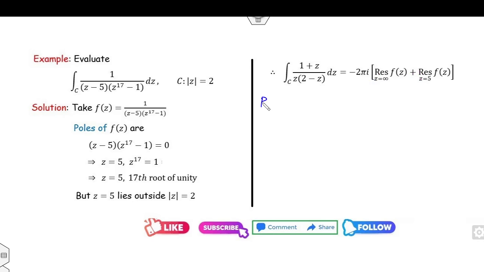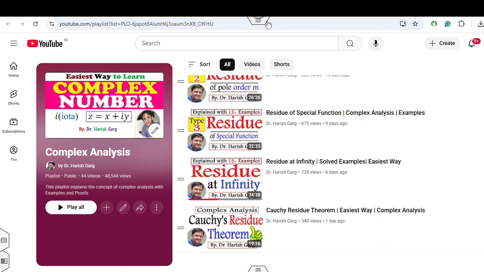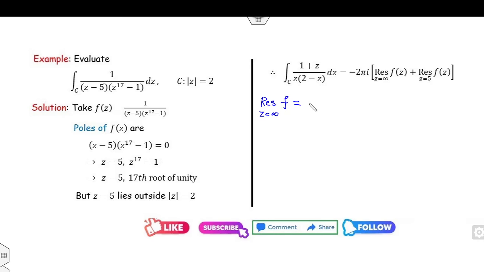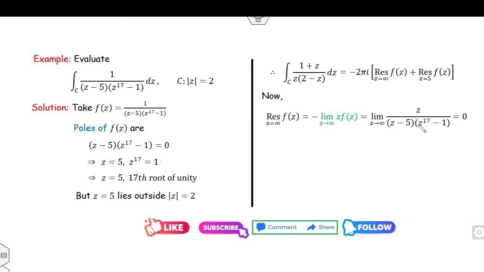Now how can you find the residue at infinity? See how easy it is. You can see the residue at infinity lecture. That is why I keep saying, listen to this lecture, listen to these four lectures, and you will understand the method of finding residues. So how can you find that? This is limit z approaches infinity of minus z into f(z). I can substitute the value of f(z): limit z approaches infinity of minus z over (z minus 5)(z raised to power 17 minus 1). So clearly, when you substitute infinity, the answer will be 0.